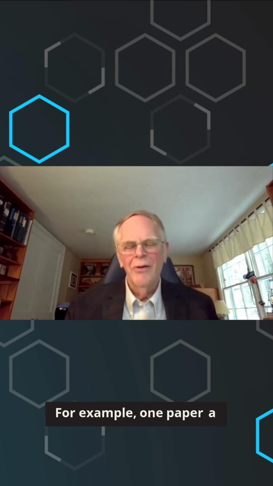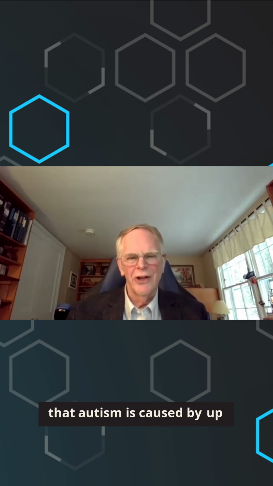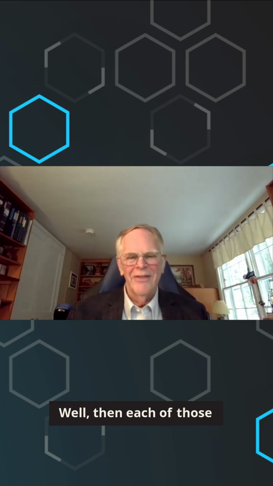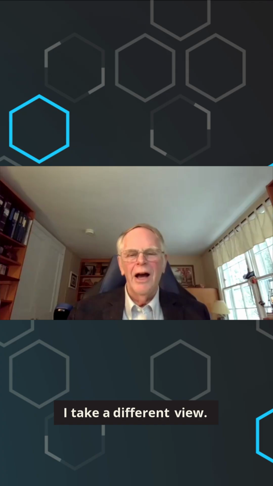For example, one paper a couple of years ago posited that autism is caused by up to 1,000 genes. Okay. Well, then each of those genes must account for 1,000th of the variance, right? If 100% of all the variance was explained. I take a different view.